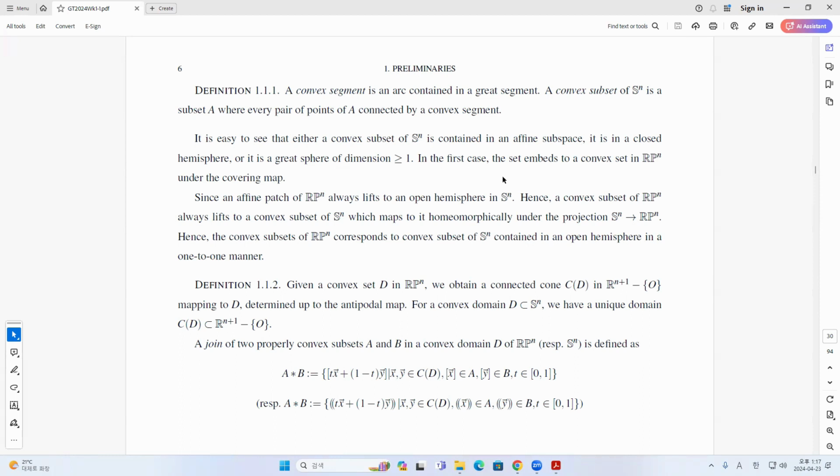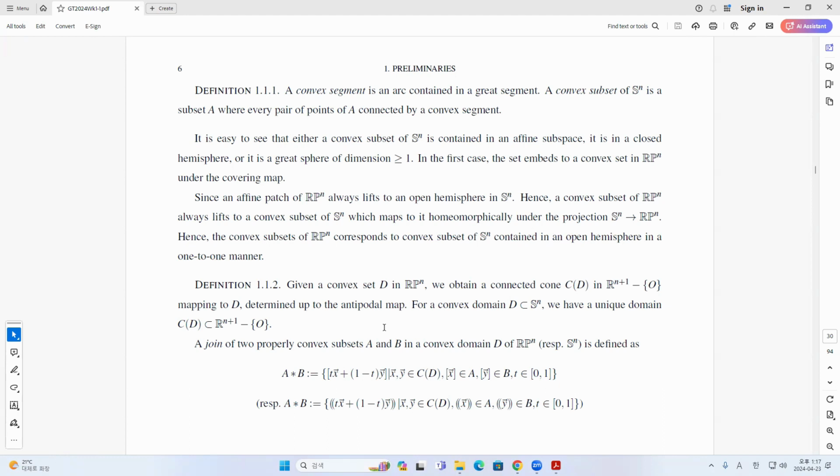So in the first case, the set embeds into a convex subset in RPn by the covering map. And in other cases, this is not so. Also, an affine patch in RPn lifts to an open hemisphere in Sn, hence a convex subset of RPn always lifts to a convex subset of Sn, which maps homeomorphically under the projection. Hence the convex subsets of RPn correspond to those in Sn contained in an open hemisphere in a one-to-one manner.